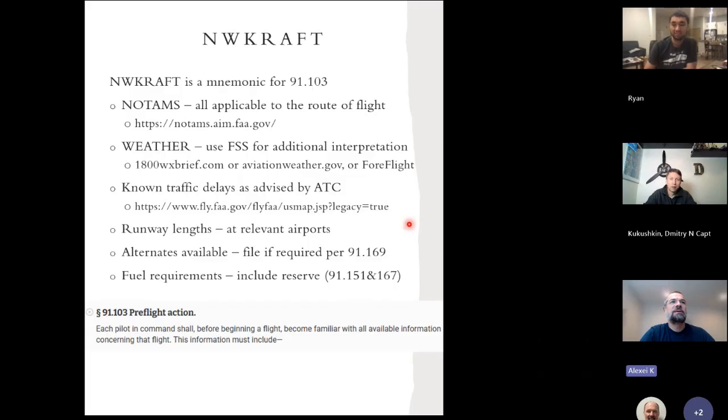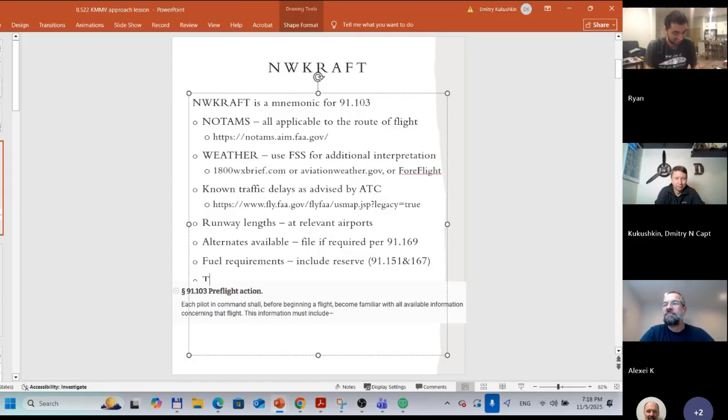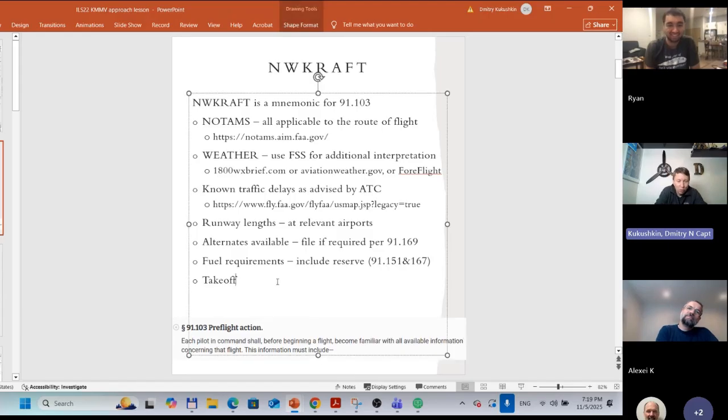What is the T in Northwest Craft? Takeoff. I lost the line. Wow, thank you for noticing. Takeoff landing distance. Oh, wait, yeah, that's right. I literally lost it. Takeoff and landing distances.